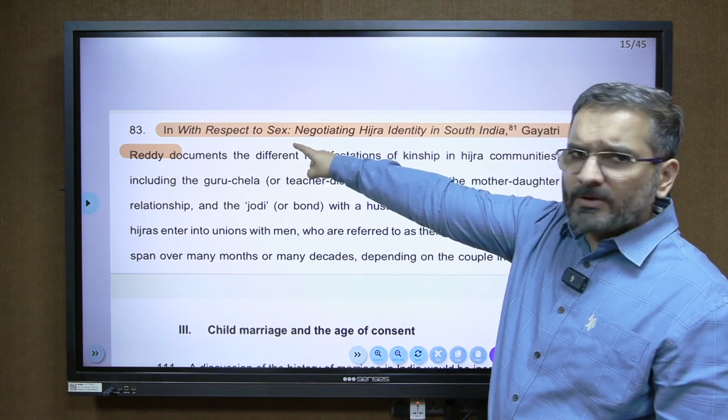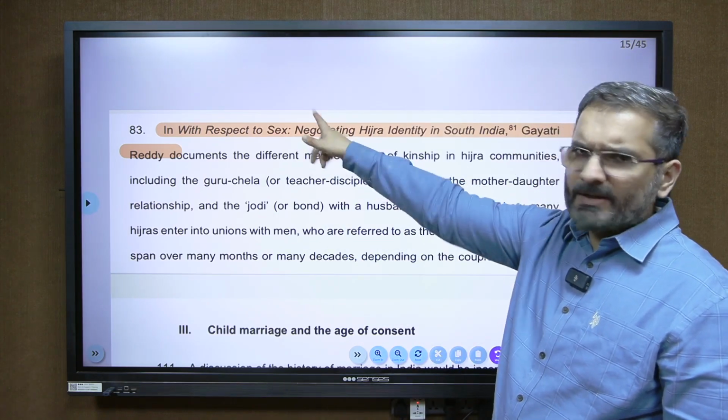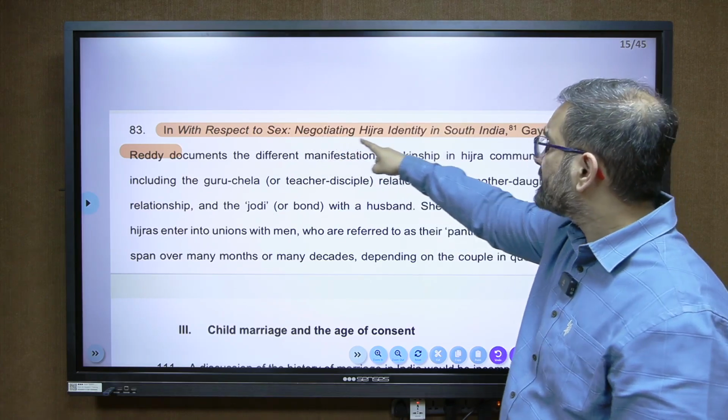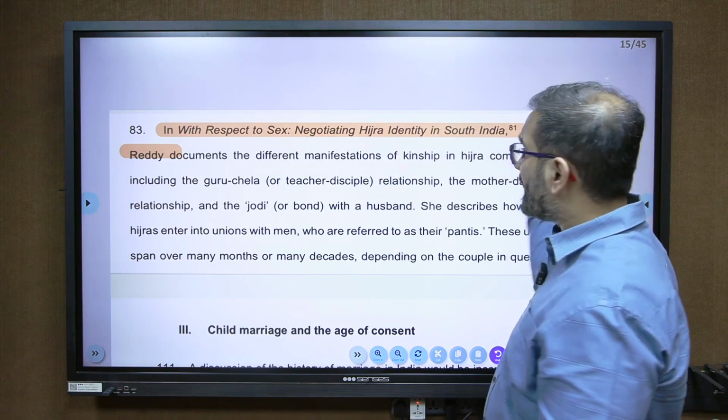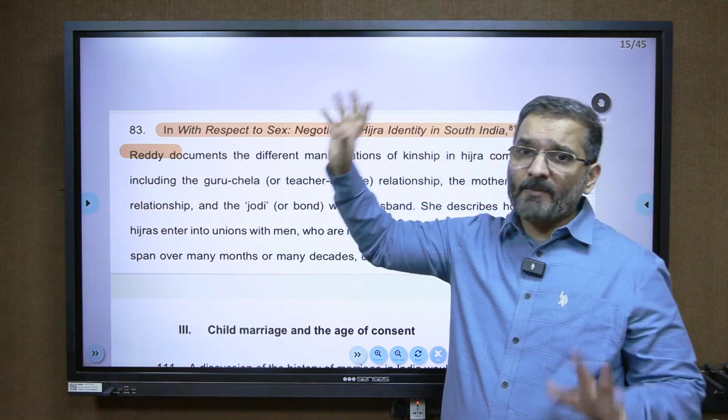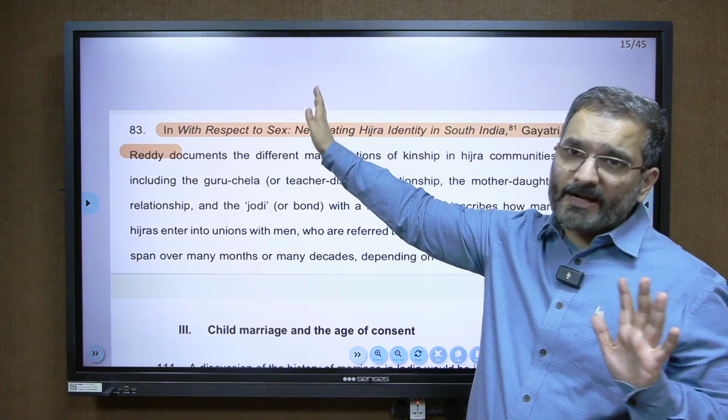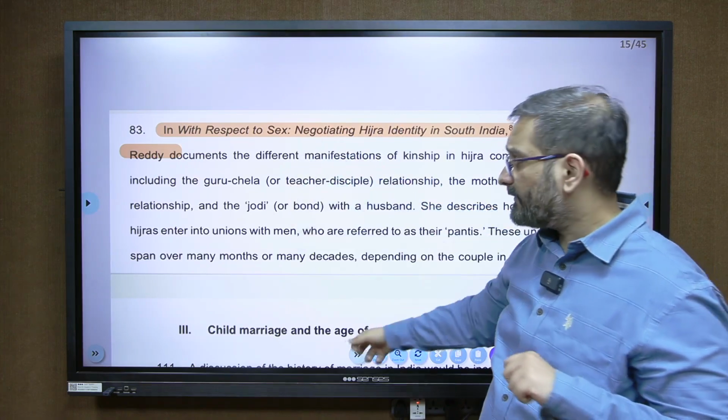They have quoted a book also. They've quoted a number of works, but I believe this one is important with respect to sex. Negotiating Hijra Identity in South India. So this is written by Gayatri Reddy. Somehow, if randomly this pops up in CLAT PG, you will now know the source of where this is coming from.